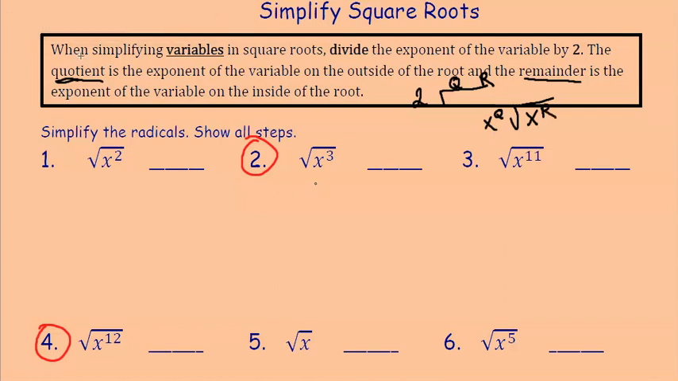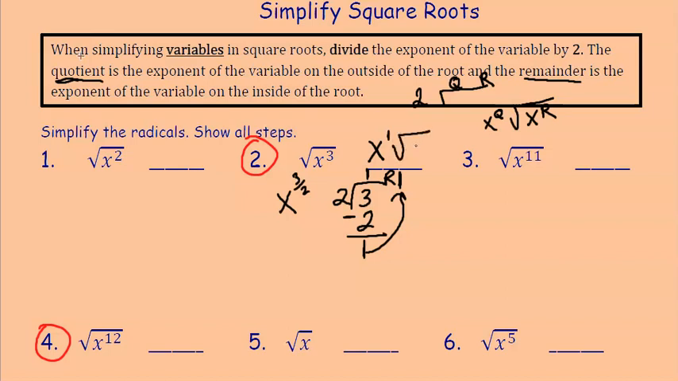Let's look at number 2, the square root of x cubed. We can rewrite that as x to 3 over 2 power. So we'll divide. 3 divided by 2. 2 goes to the 3 one time. 1 times 2 is 2. Subtract, you have 1. There's nothing left to bring down, so your remainder is 1. So your answer is x to the first power times the square root of x to the first power.